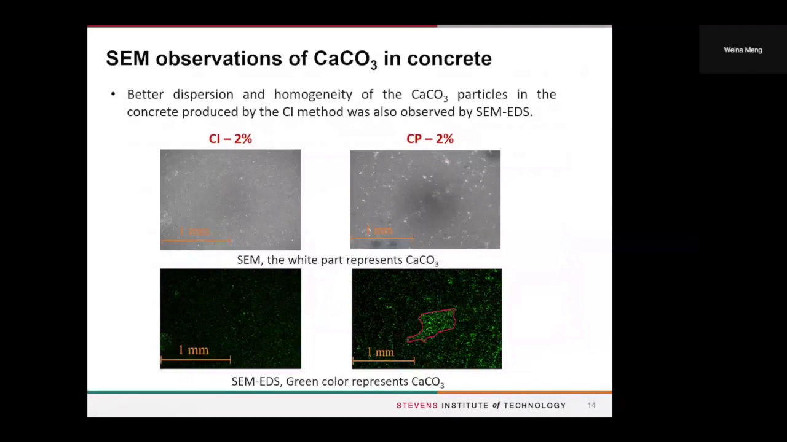So what I just showed you is the dispersion in a suspension, and now I showed you the SEM observation of the calcium carbonate particles in a concrete matrix. As you can see, again, the CI mixtures at 2% show a better calcium carbonate particle distribution than the concrete prepared with the CP methods at the same dosage. We observed a lot of agglomerations for the CP mixtures.